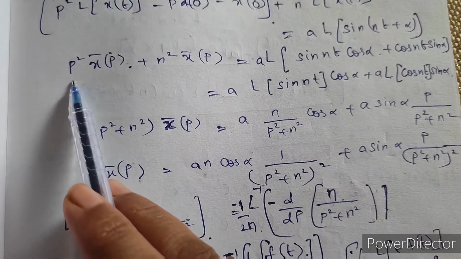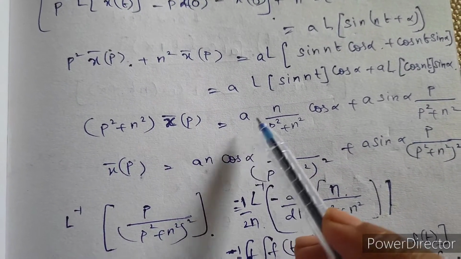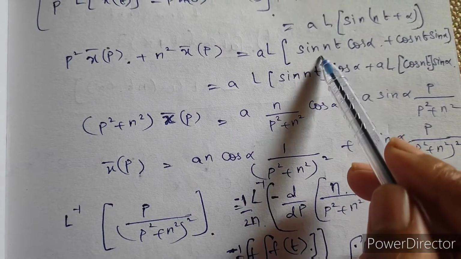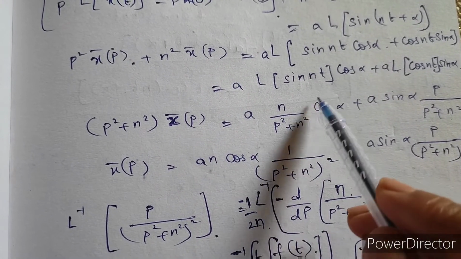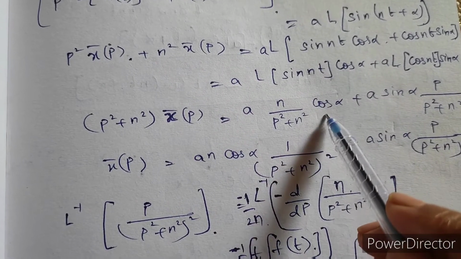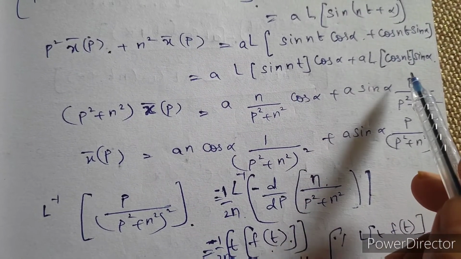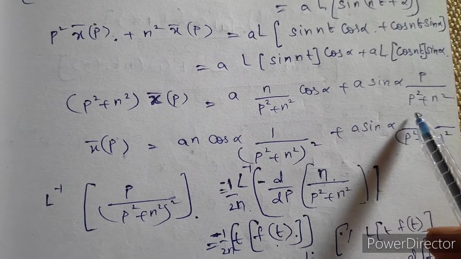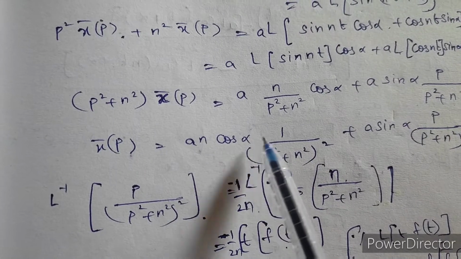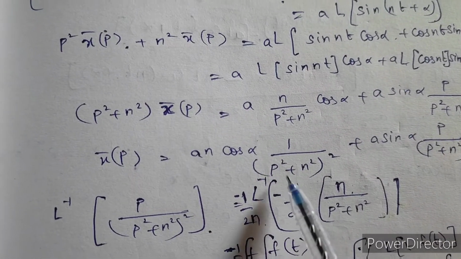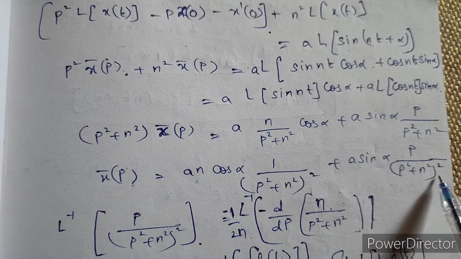Now you can take p² and n² common. So (p² + n²) into x̄(p) is equal to a into the Laplace transform of sin nt into cos α. The Laplace transform of sin nt is n divided by p² + n². Cos α is constant, plus a into sin α is constant again. The Laplace transform of cos nt is p divided by p² + n². So x̄(p) is equal to a n cos α into 1 by (p² + n²)² plus a sin α into p divided by (p² + n²)².